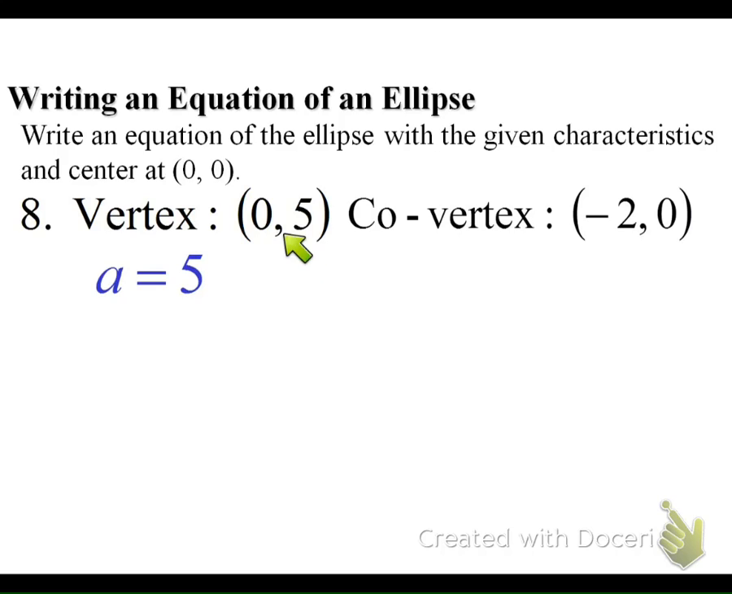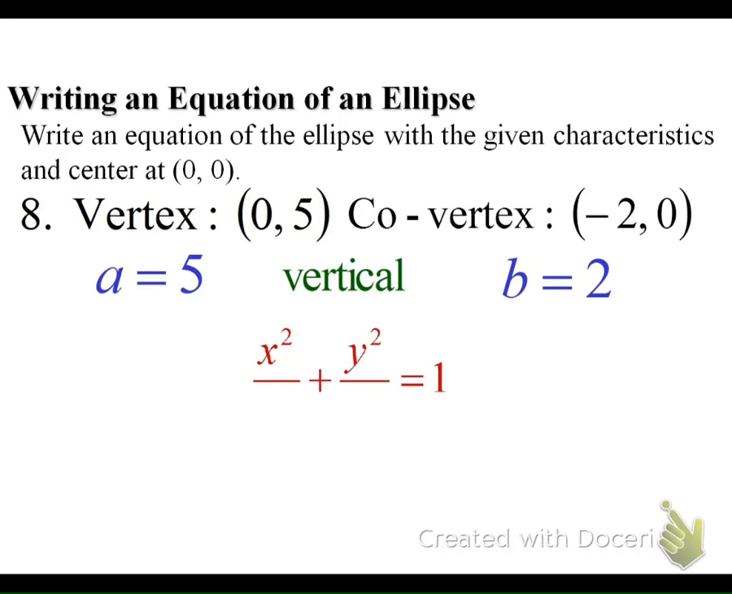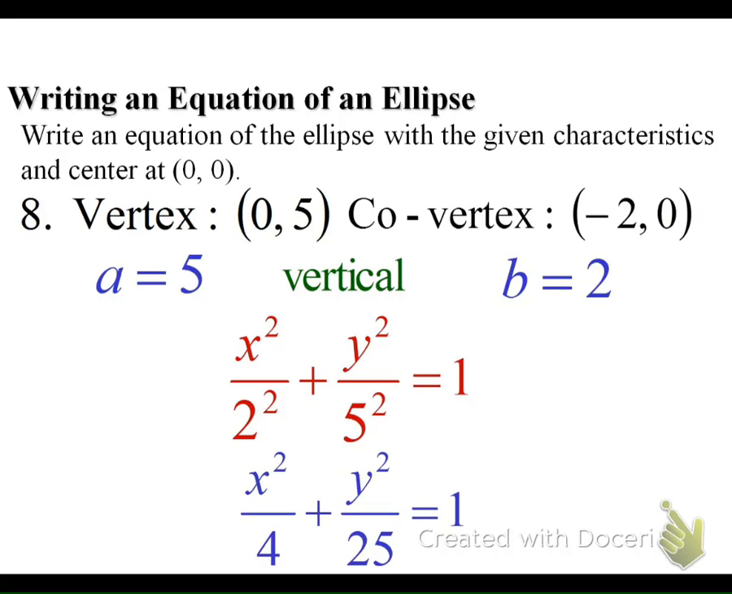Vertical, yes, because this point, your vertex, is above the center. So you had to go up, which means you also have one down. This is going to be vertical. B is 2. When it's vertical, your larger one goes under your y squared, the smaller one goes under your x squared. Square those, and you get that equation shown. What questions do you guys have?